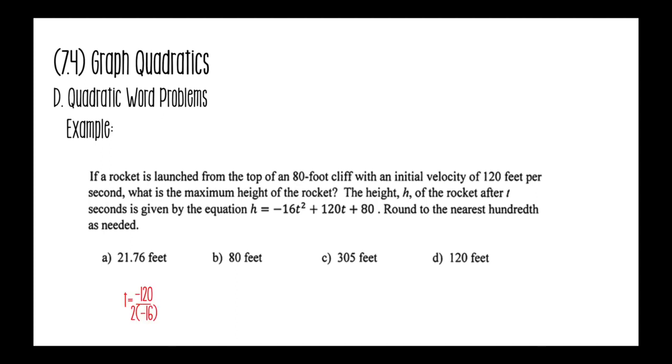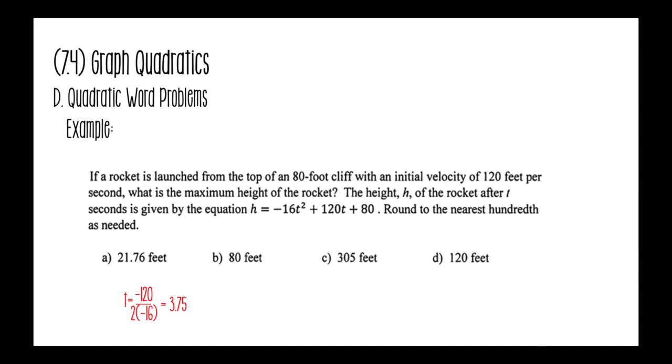I'll do the opposite of positive 120, which is negative 120, divided by 2 times negative 16. That's going to give me 3.75, and I would round if I needed to. Now, from here, if they were just looking for when is it going to reach its maximum height, we would be done and we would say our answer is 3.75.